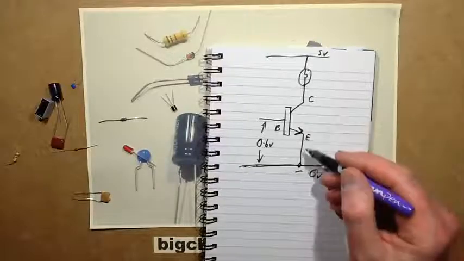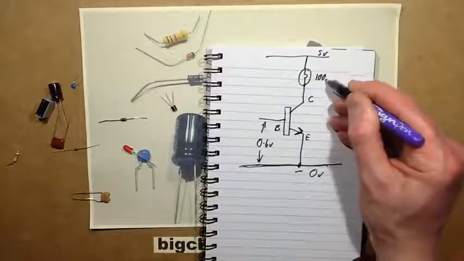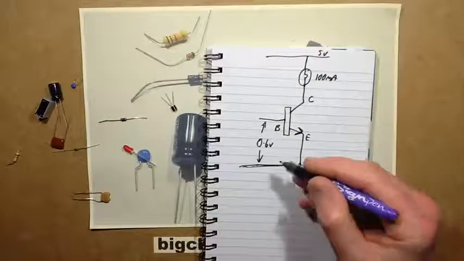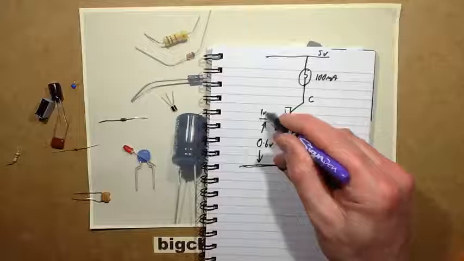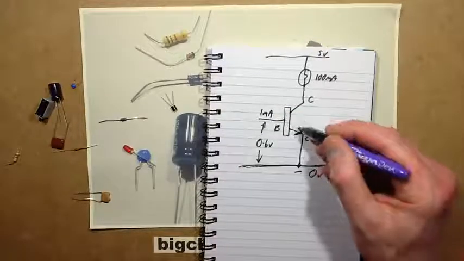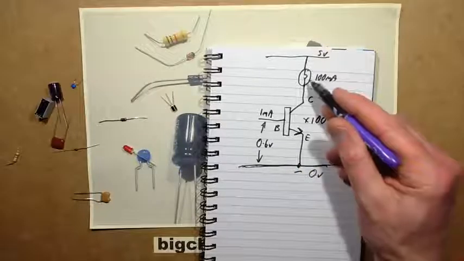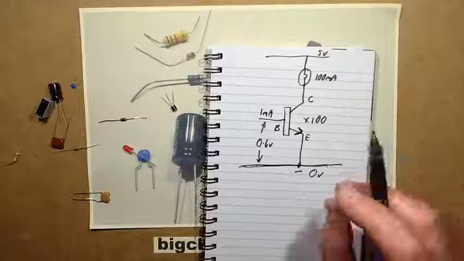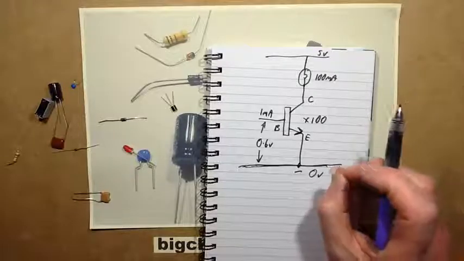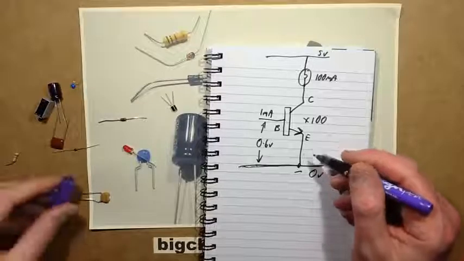So say for instance you've got a gain of 100, and that lamp's going to pass 100 milliamps to light fully. Then you want to pass at least 1 milliamp into the base here, and that will then be multiplied by the gain of the transistor, and it will switch the lamp. So it's like a relay, but with no moving parts, a little electronic switch. It's just a really handy little thing.